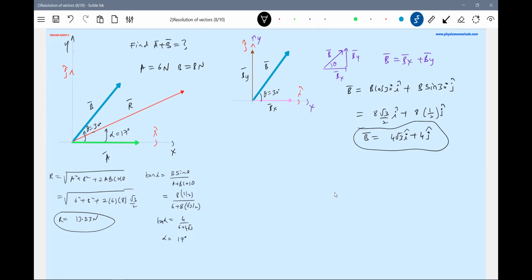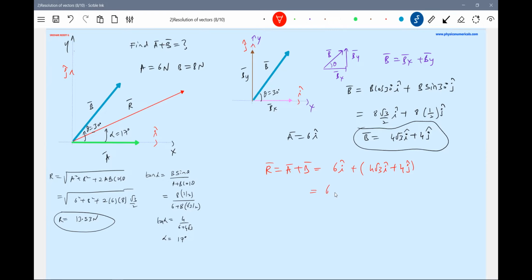So now what was our question? Find A bar plus B bar. Do we know A bar? A bar is very simple, 6 I cap. Then I want the resultant of A bar plus B bar. So let me try that one. The resultant R bar equals A bar plus B bar. What is A bar? 6 I cap. What is B bar? 4 root 3 I cap plus 4 J cap.